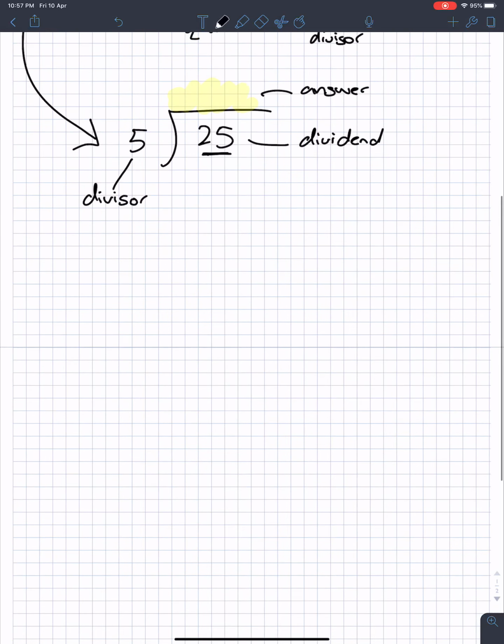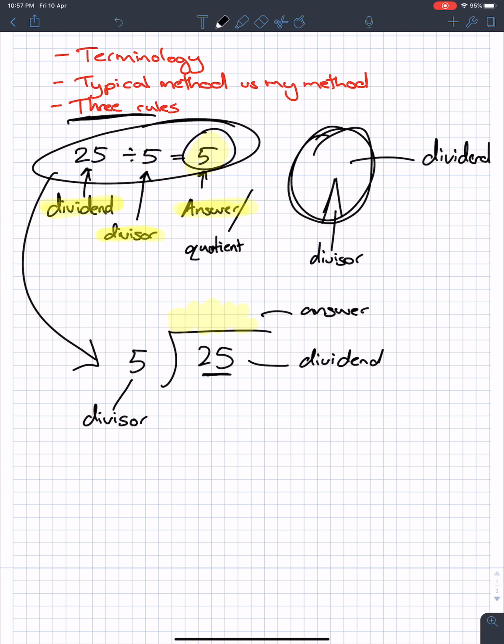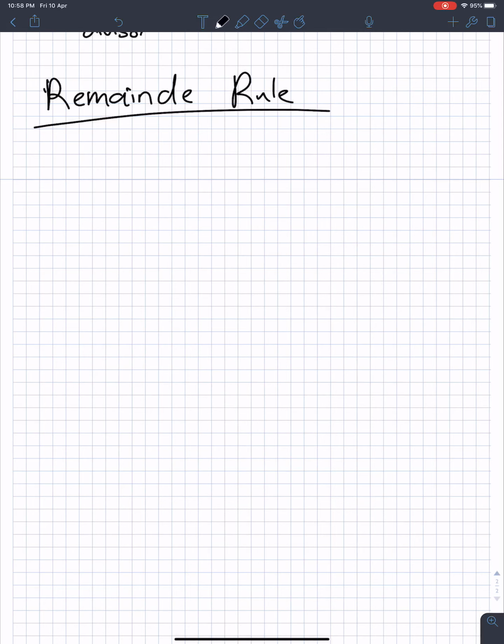Let's look at potentially more complicated questions that may not fit neatly into one another. In the next part, I'm going to be introducing the three rules. This first rule is called the remainder rule. Suppose you've got an equation like 4,253 divided by, say, 3.